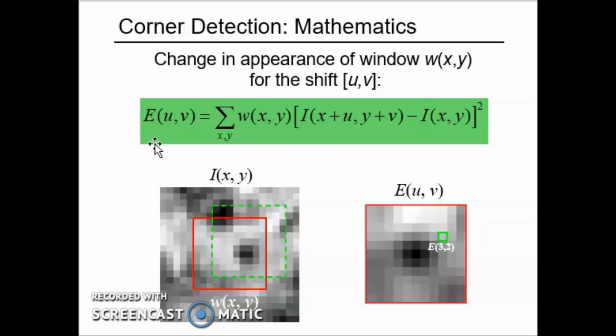Because if the value of E of uv is very large, this means that there is a strong gradient that is present in the image because this magnitude is very large. If this magnitude is very large, of course, this energy is going to be high. So this is the kind of region that we are looking for when we are trying to detect the corners.